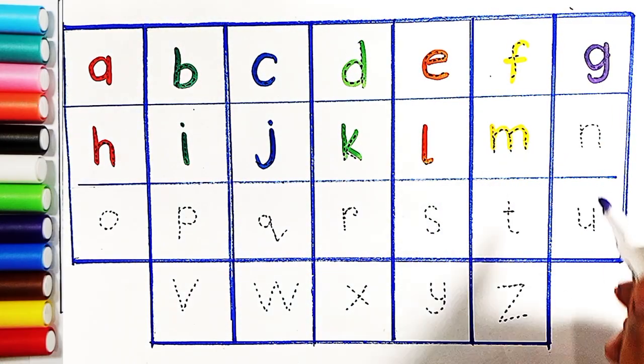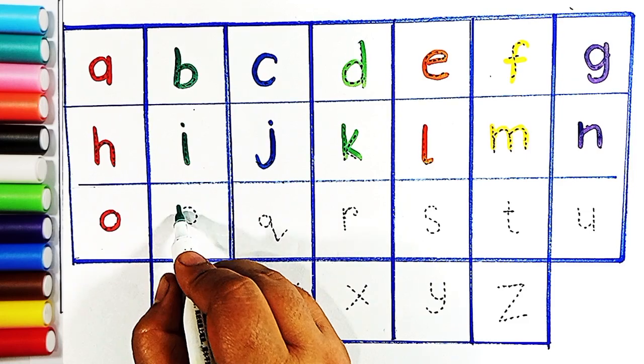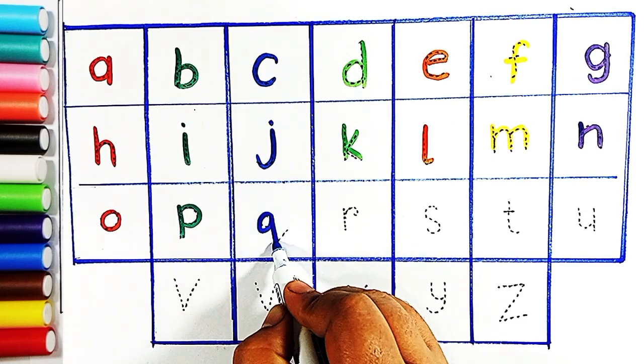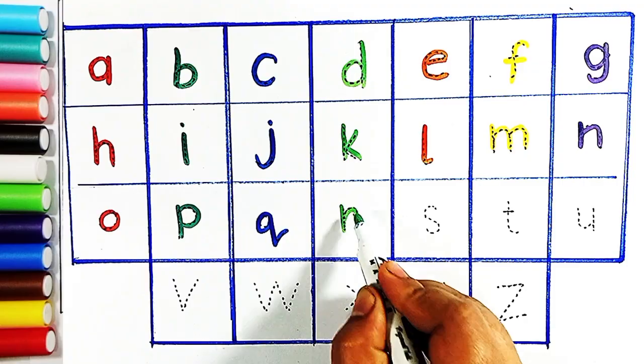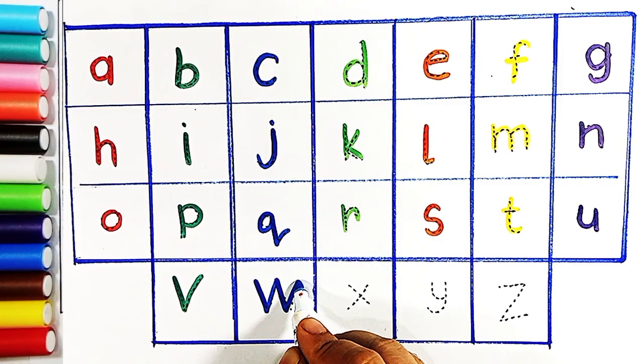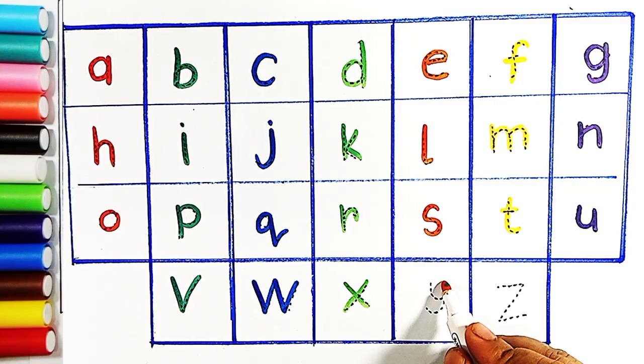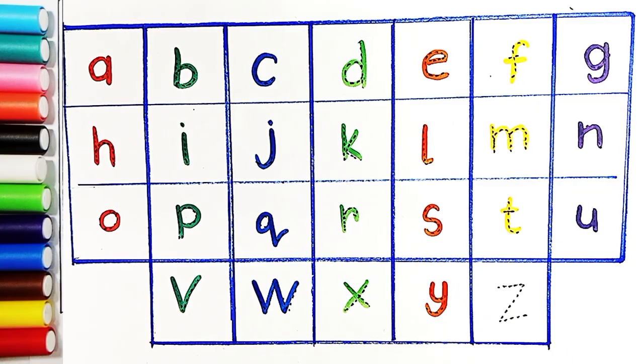M is for mango. N is for nose. O is for onion. P is for pumpkin. Q is for queen. R is for rose. S is for sun. T is for tiger. U is for umbrella. V is for van. W is for watermelon. X is for Xmas tree. Y is for yo-yo. Z. Z is for zoo.